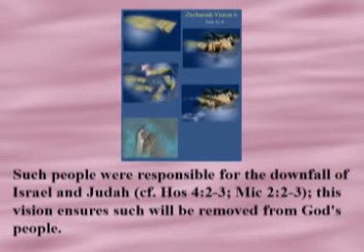Such people were responsible for the downfall of Israel and Judea. Hosea 4:2 and 3 and Micah 2:2 and 3. This vision ensures such will be removed from God's people.